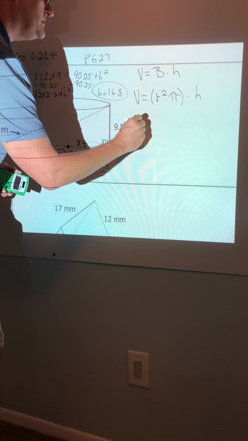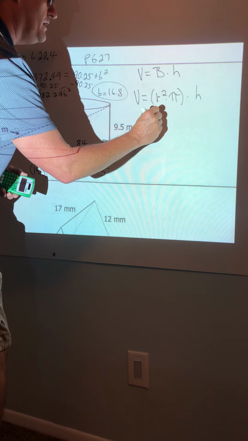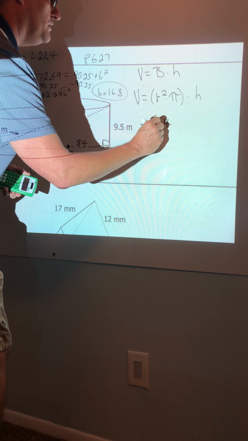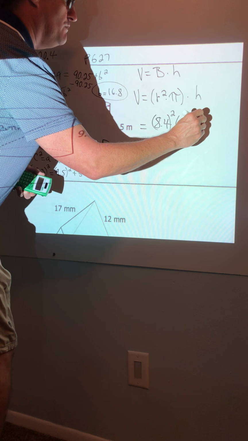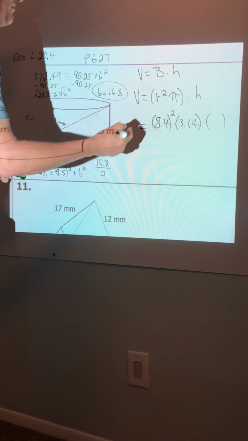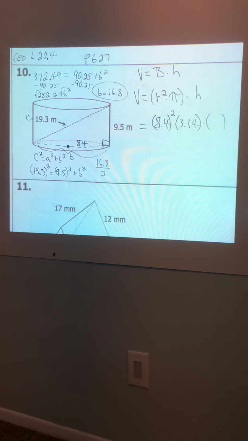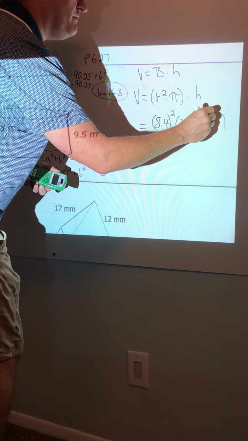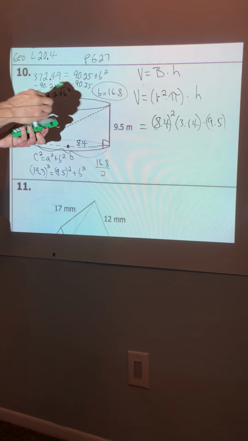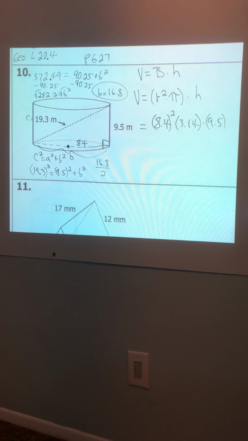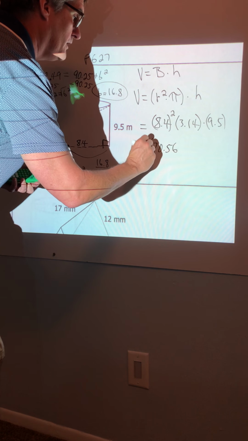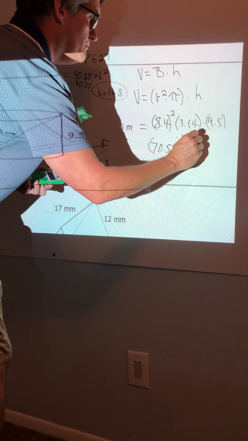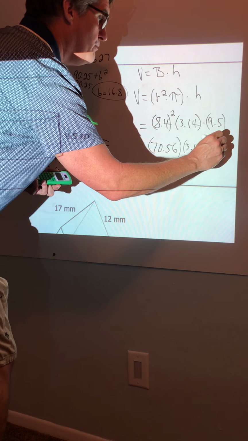Volume is base times height. Take your 8.4, here's your 8.4. You're gonna square that baby, times 3.14. Don't forget that that height in your volume formula is the height of the cylinder from base to base, so that's the 9.5. All right, here comes the party. 8.4 times 8.4, and I get 70.56. We're going to multiply that by pi, 3.14, and we're going to multiply by the height, 9.5.